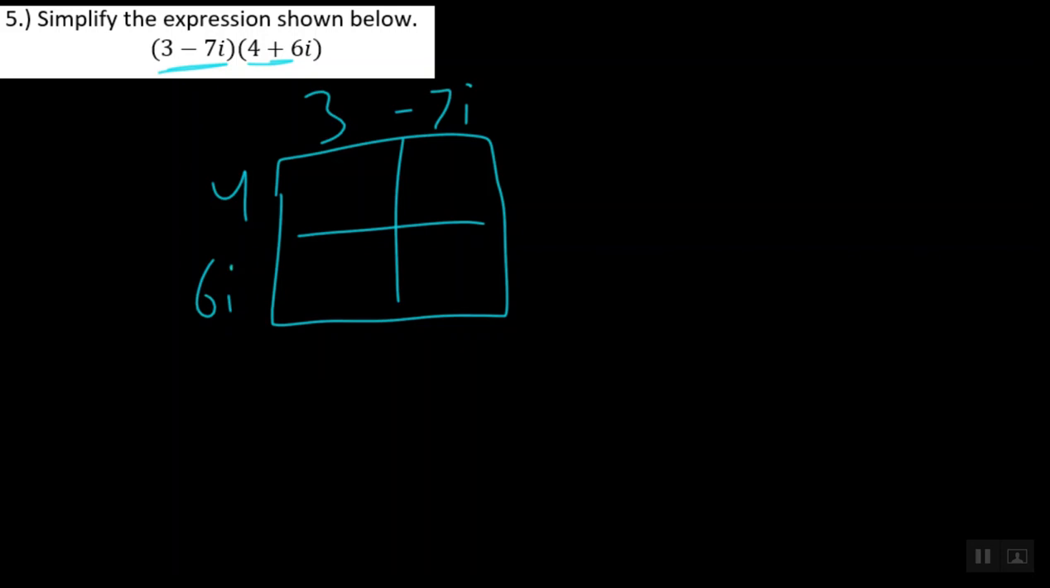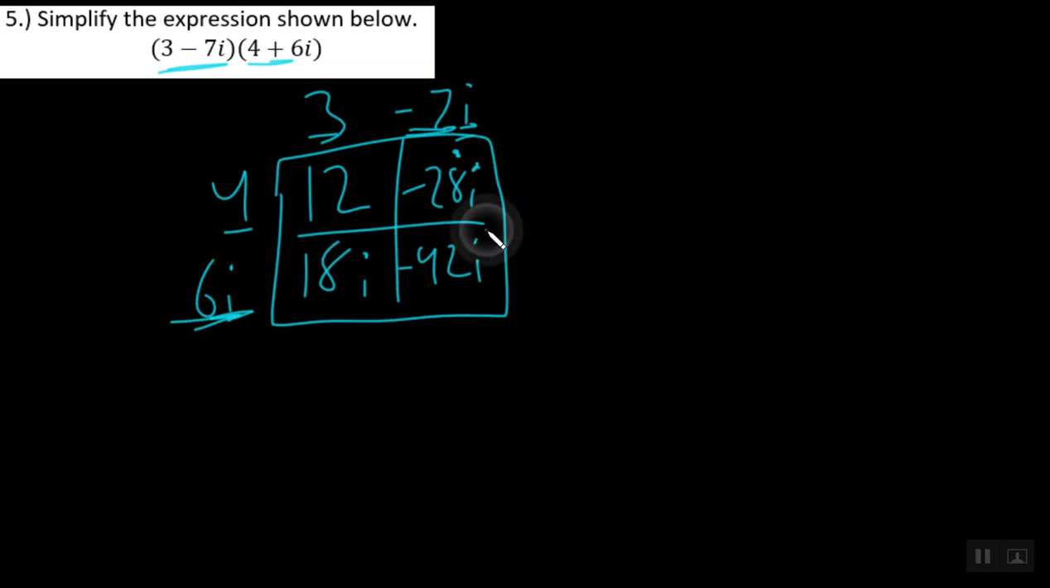Well, here we have 4 times 3 is 12. In this box, we have 4 times negative 7, which is negative 28, and we tack on that i. All right, we have 6i times 3, which is 18i. And here's the tricky one that a lot of y'all miss. 6 times negative 7 is negative 42, but i times i is really i squared. Now remember, when working with complex numbers, I always want y'all to draw an arrow to the right, and I want you to rewrite this as negative 42 times, well, what is i squared?